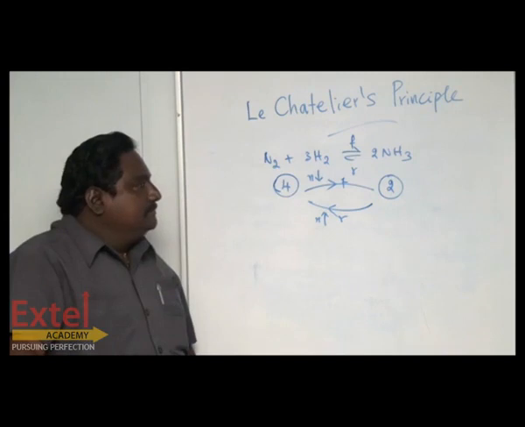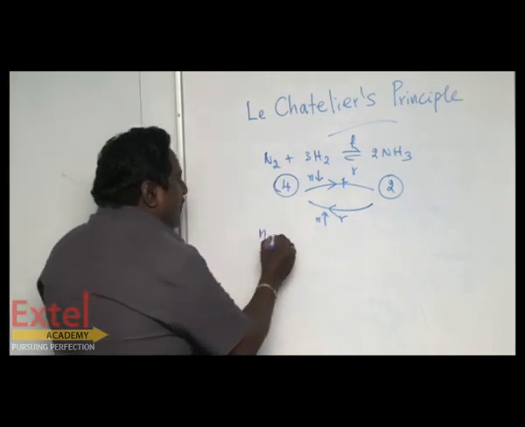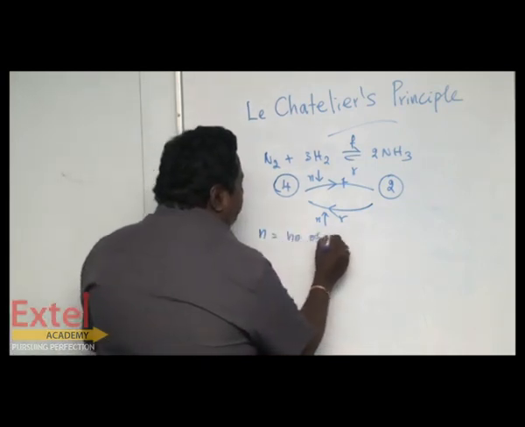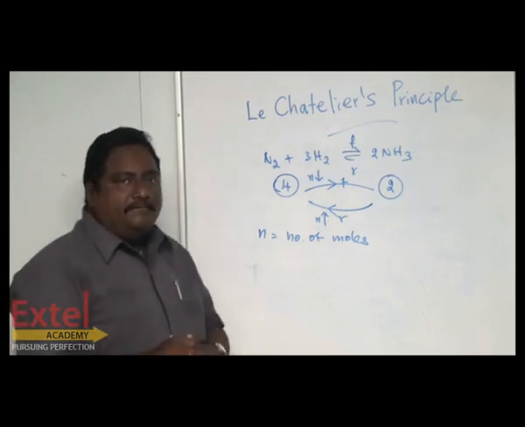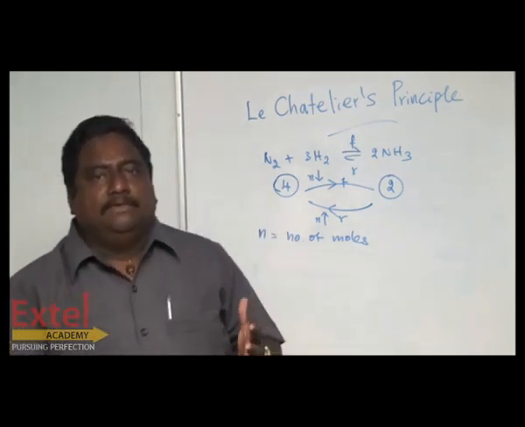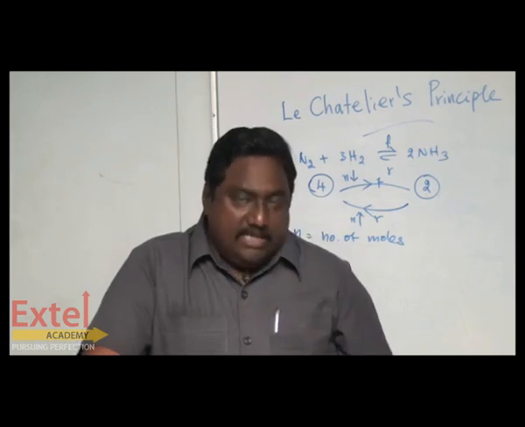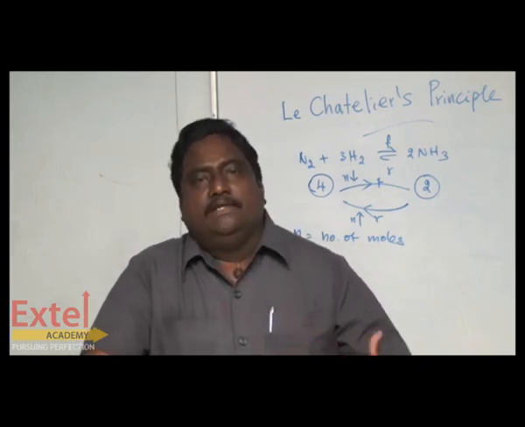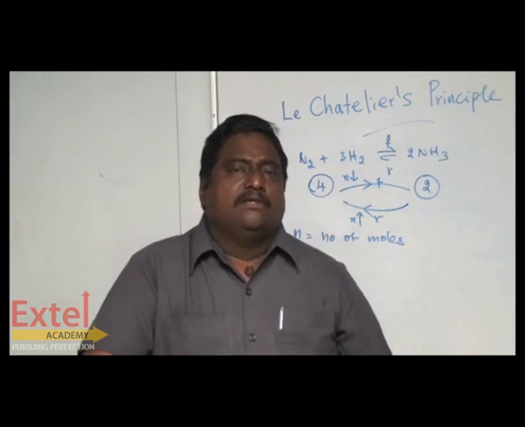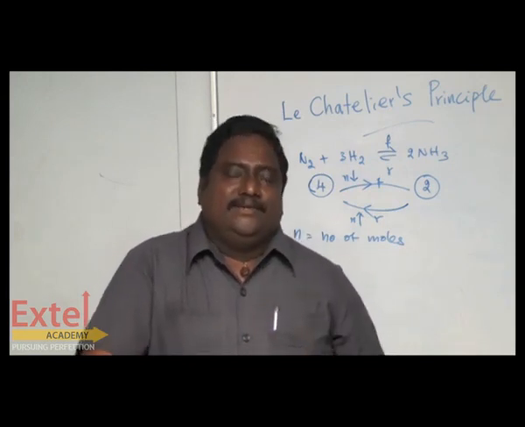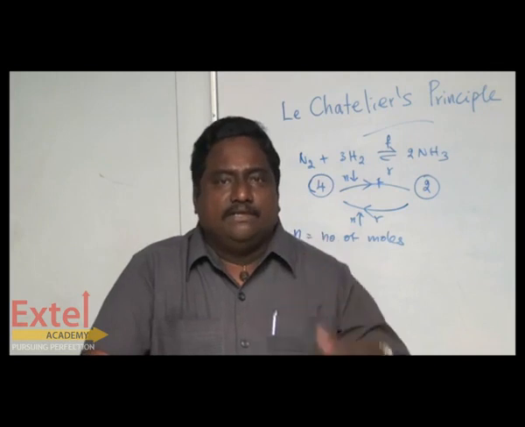Number of moles. Understood up to this? Shall we go to the next concept? N means number of moles. Suppose one balloon has some gas inside. Initially, it may have very little volume. If you blow air into this, automatically its volume increases. Why does the volume of the balloon increase? Because more air molecules are entering. More air particles are entering into that. So, when the number of moles increases, pressure also increases. That's why its volume increases.